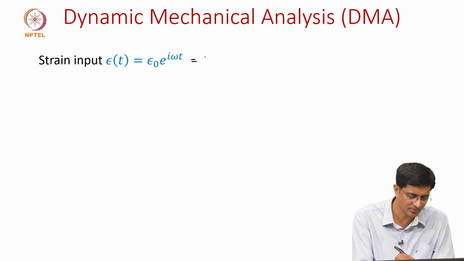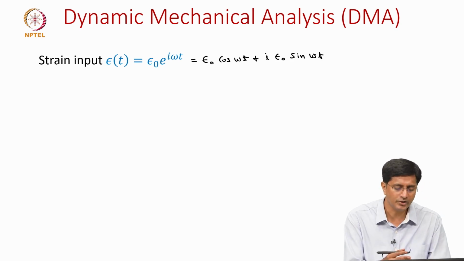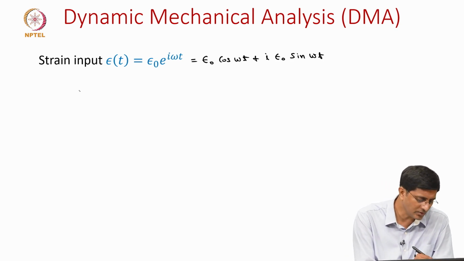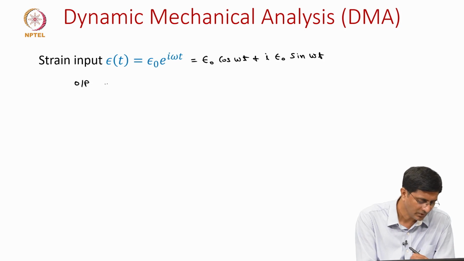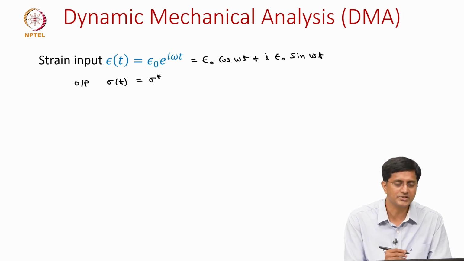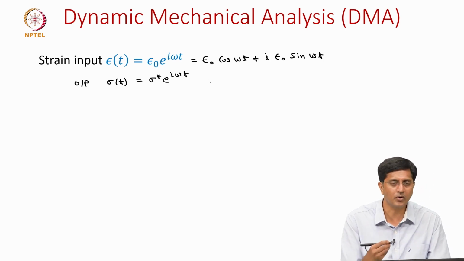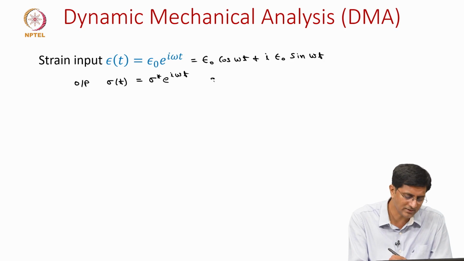So, if I expand this, it is simply, but let us avoid going into this cos and sine right now, we will work with the complex e power i omega t. So, now let us look at the output. In terms of stress, we will write it as sigma star, where sigma star is a complex stress times e power i omega t. The reason why I am able to write it as e power i omega t is from our observation that the output also has the same frequency.